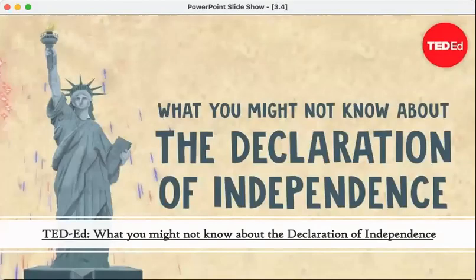I also recommend watching this video from TED Ed on what you might not know about the Declaration of Independence. John Hancock, the man who was president of the Second Continental Congress, is going to be the first to sign. And his signature is very large. He says that he wants George to be able to read it without his eyeglasses. This is it. This is the turning point. We are now at war with England.